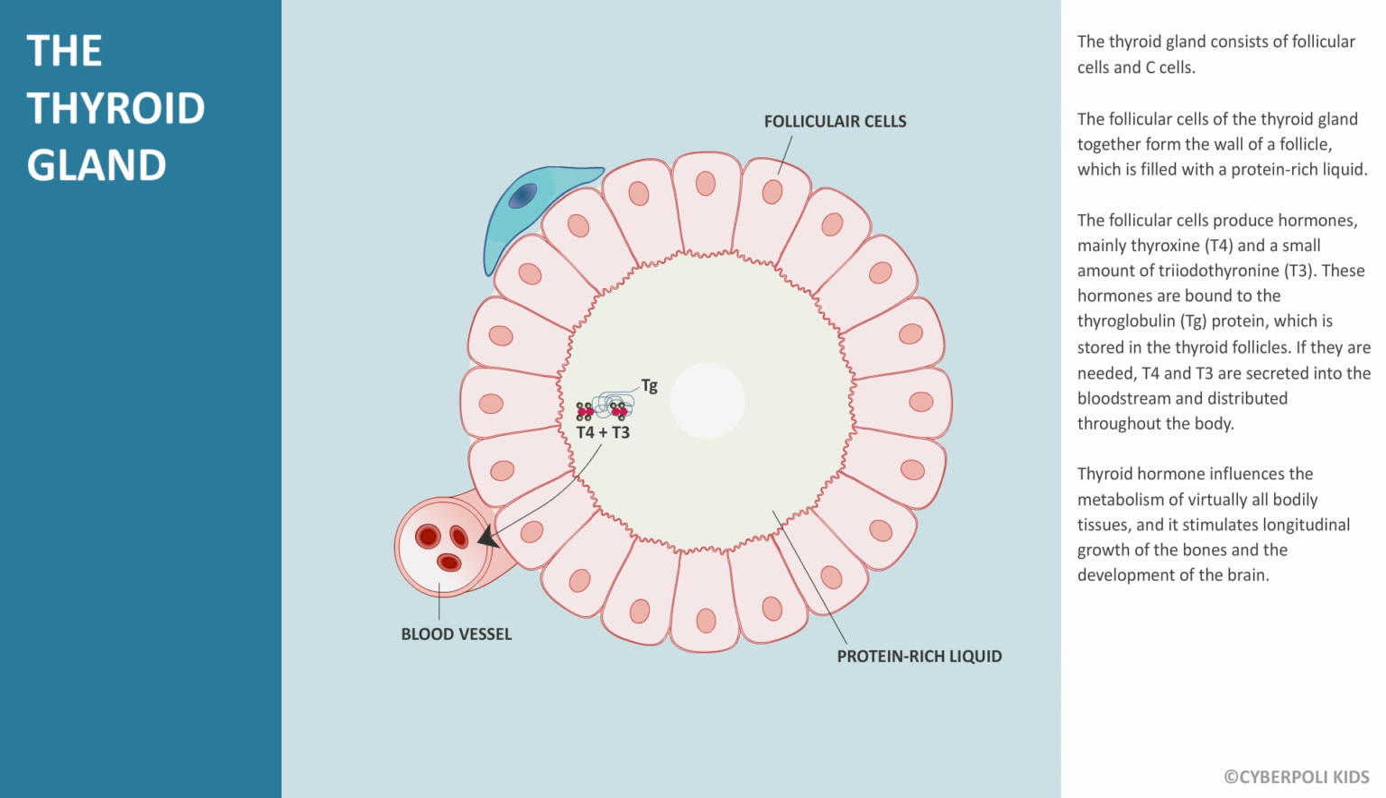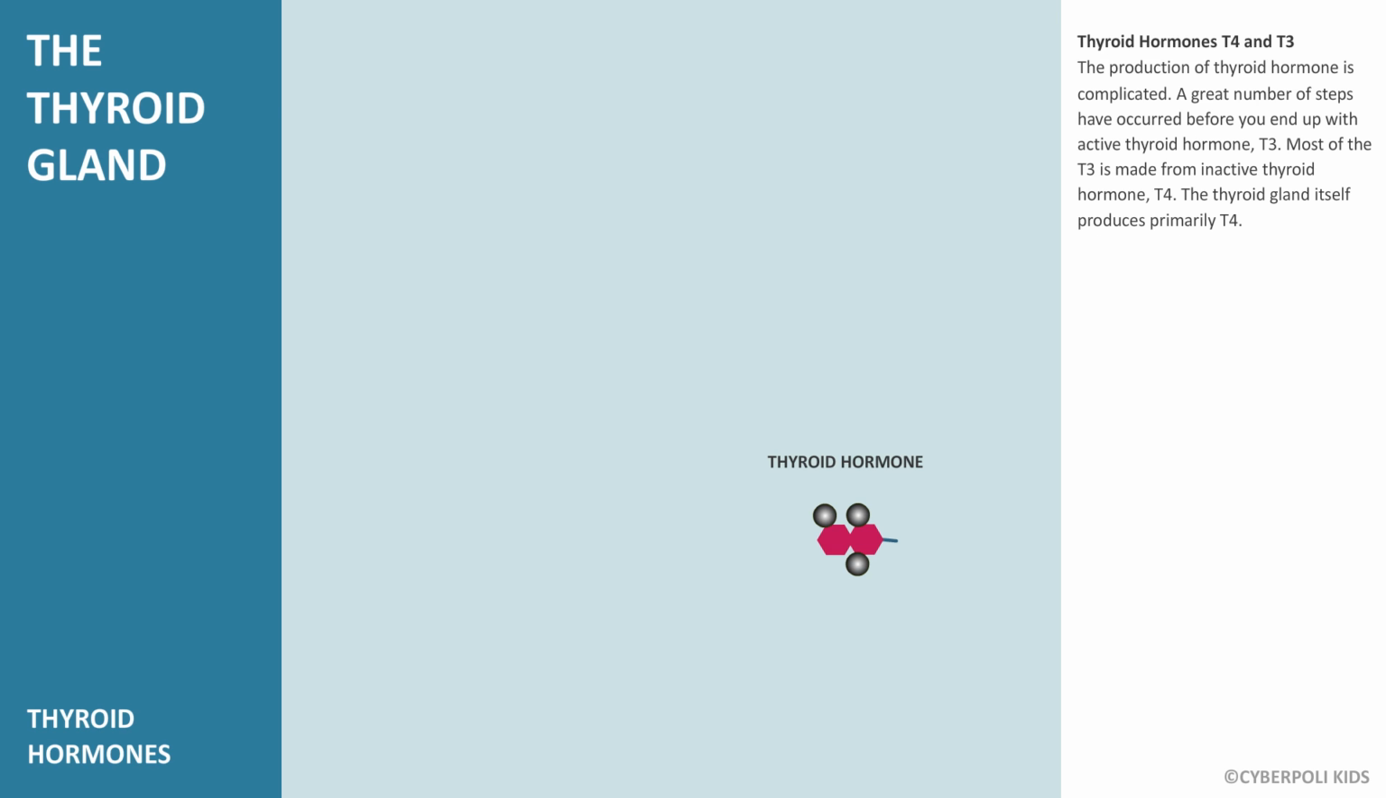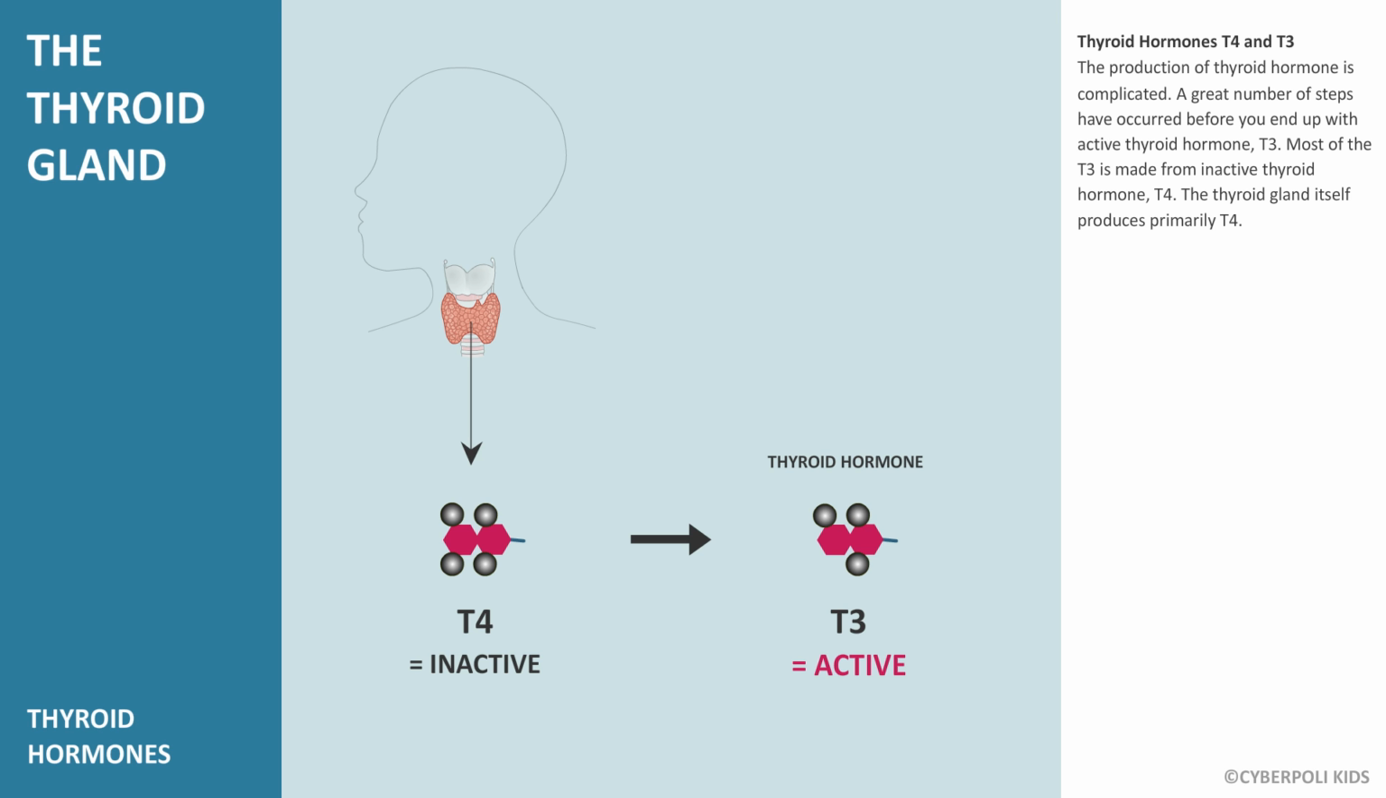Thyroid hormone influences the metabolism of virtually all bodily tissues, and it stimulates longitudinal growth of the bones and the development of the brain. The production of thyroid hormone is complicated. A great number of steps have occurred before you end up with active thyroid hormone T3. Most of the T3 is made from inactive thyroid hormone T4. The thyroid gland itself produces primarily T4.